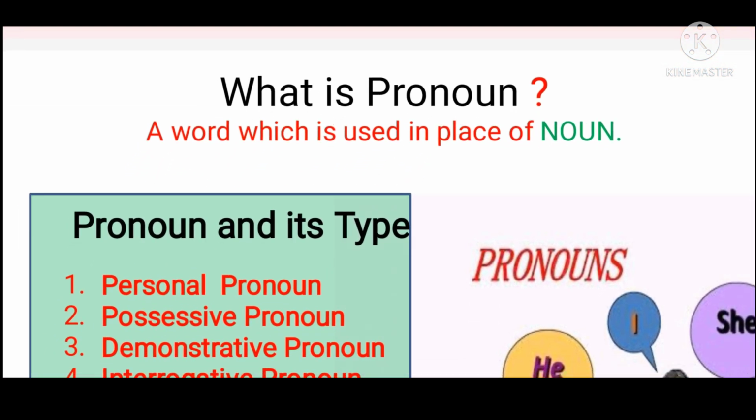Before starting the session, let us understand what exactly is meant by pronoun. A word which is used in place of a noun, or a word which is used to avoid the repetition of a noun, is known as a pronoun. Now, dear friends, let us understand what the various types of pronoun are.